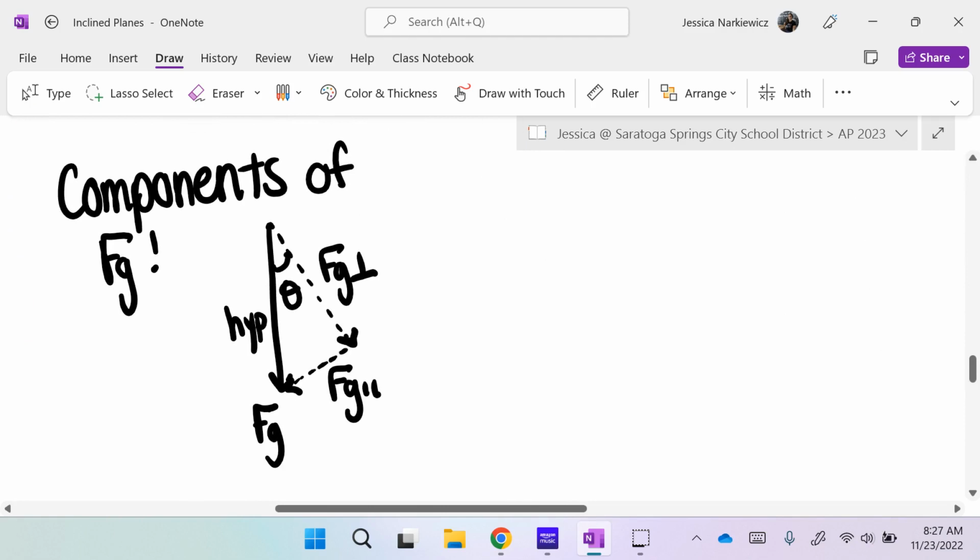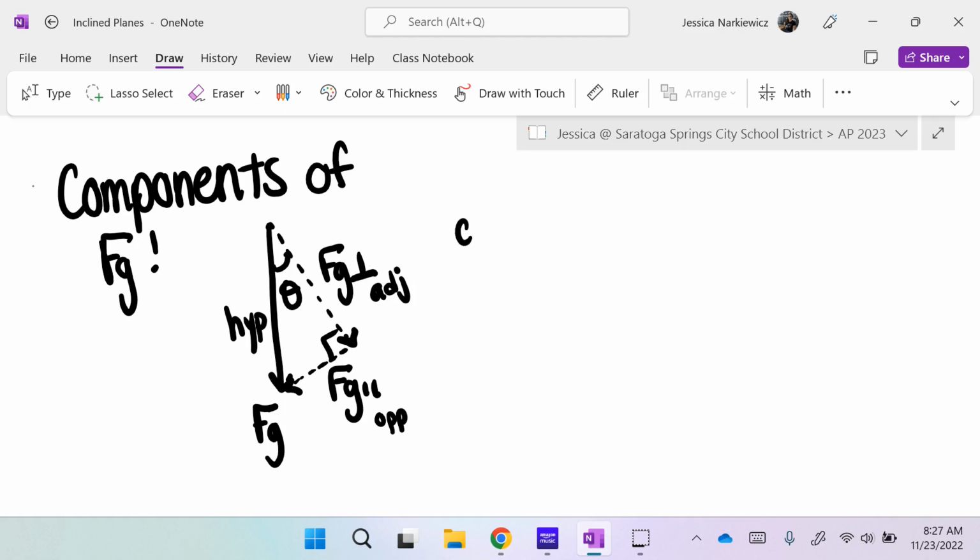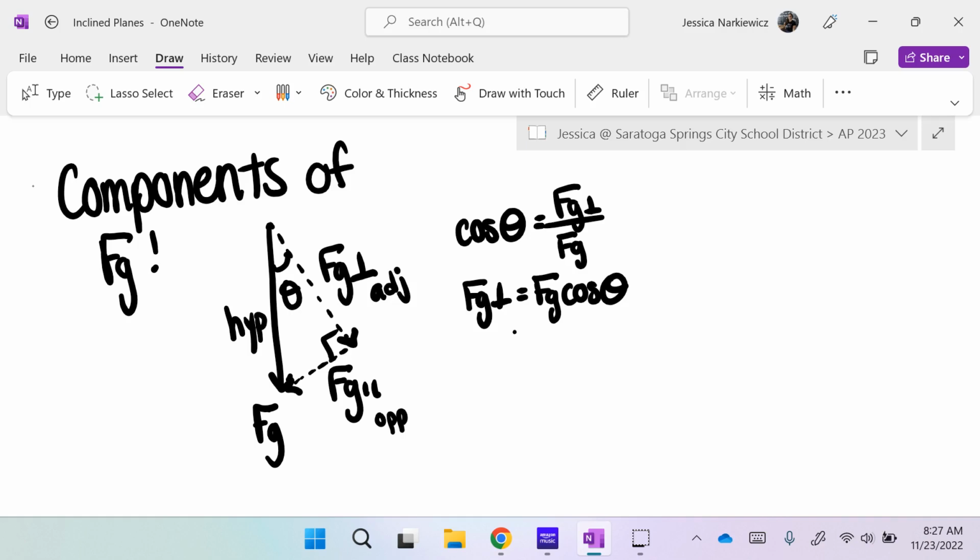Okay, so let's go ahead and figure out how we can find or generalize those components. So this is my angle here, which means FG parallel is the side opposite, and FG perpendicular is the adjacent. Right? Here's my 90-degree angle. So if I want to find FG perpendicular, it's the adjacent side, I need to use cosine. So FG perpendicular over FG. So FG perpendicular is FG cosine theta. So the weight times the cosine of the incline. Or if I don't have the weight, I would do mg times the cosine of the incline.